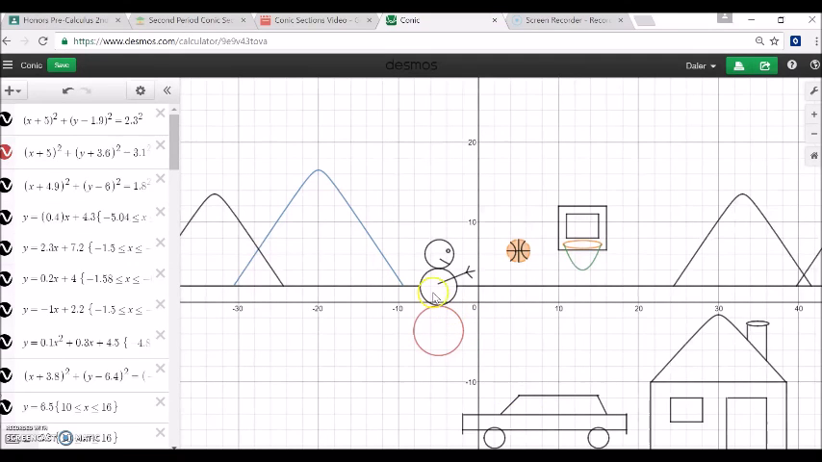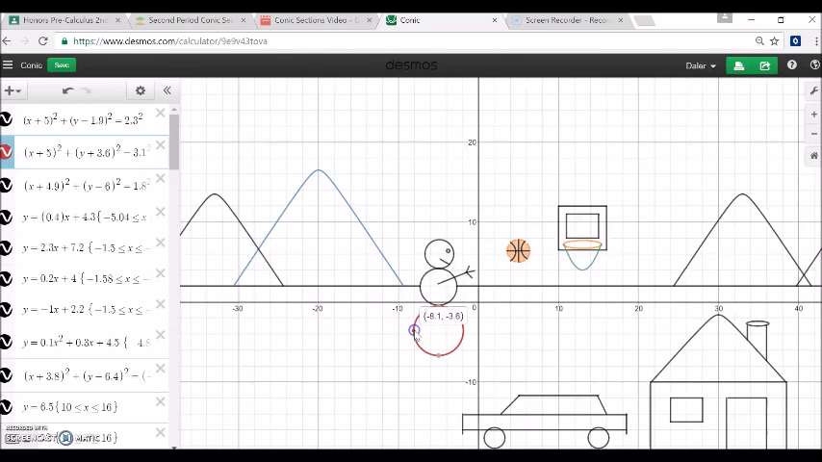I made this image of a snowman shooting a basketball. In this assignment, we had to use Desmos to create a picture using mathematical equations. We had to include circles, parabolas, ellipses, and hyperbolas in our drawings.